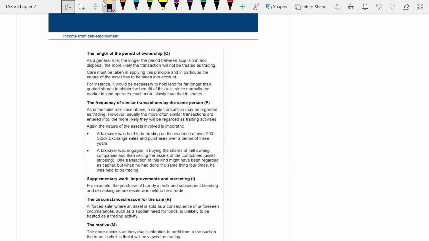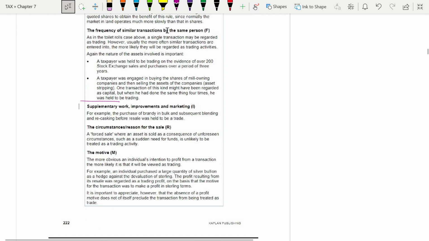In the ownership, as we have said, the longer the period of ownership, the less likely the asset is being traded. Somewhere there was some issue. Then supplementary work, improvements, marketing: you are adding some more activity to promote it for trading purposes. The reason for sale is to earn profits. The forced sale should not be there.